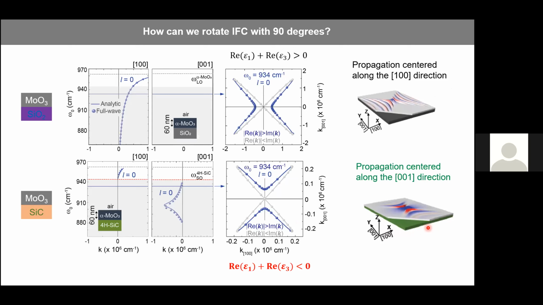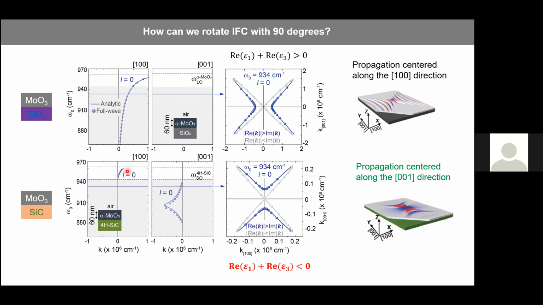So we conducted some analytical calculations here. If we put molybdenum trioxide on silicon dioxide as a dielectric substrate, which is quite common, like what we observed before, we have this dispersion along the 100 direction, but we don't have anything along the 001 direction. So this means we have this open hyperbola here, which is quite easy to understand. And then in real space, we have the propagation centered along this direction, but there is no propagation along this direction.